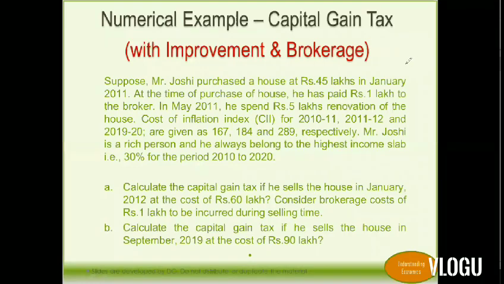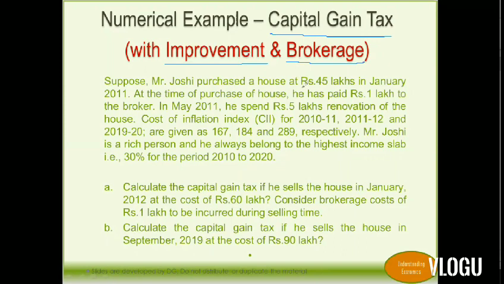In this video, we are going to solve a problem on capital gain tax where we have considered the cost of improvement and the cost of brokerage as well. Now, if you look at the sum, we will first pick up the information that will be required to solve the problem. So first, let us read the question itself.